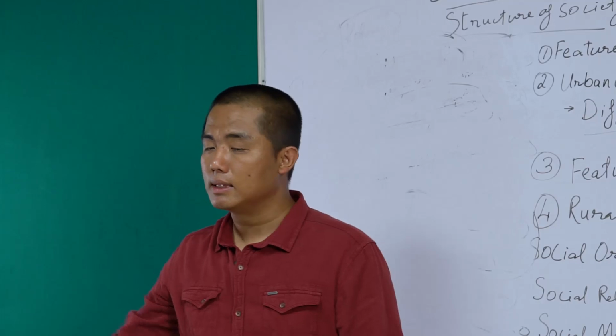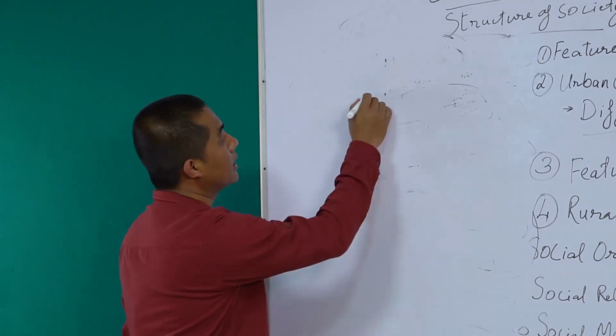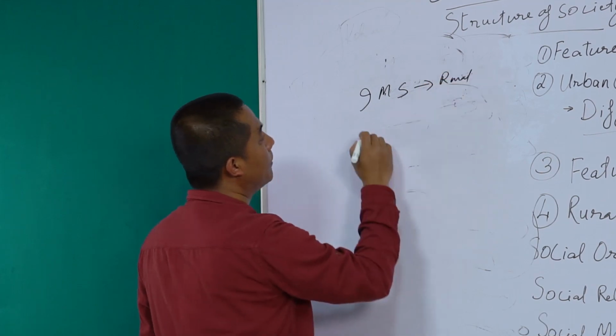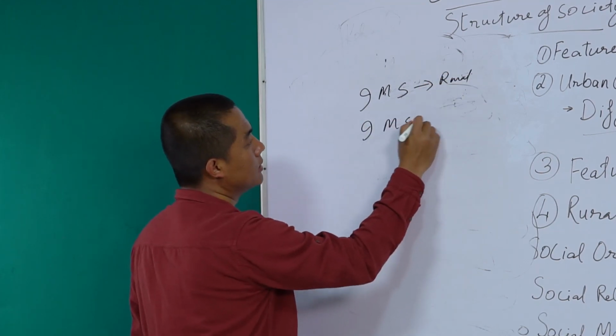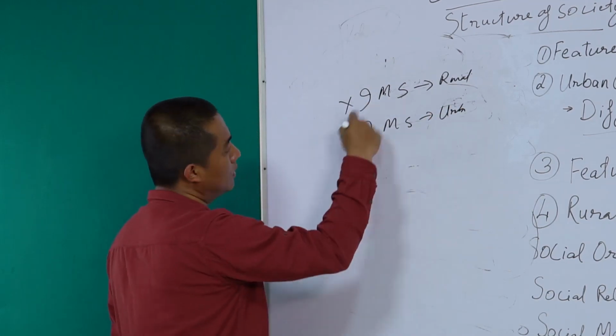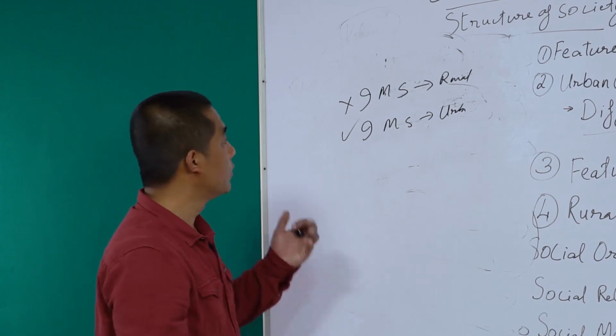The intercaste marriage system is not found in the rural area. But the intercaste marriage system can be found in the urban area. Here it's no, and here is yes. So what does it mean here?